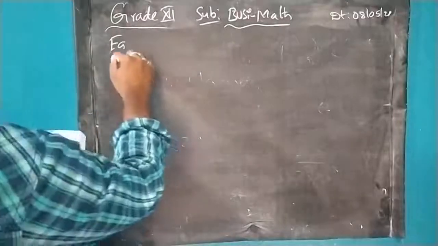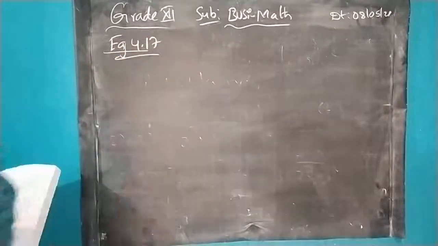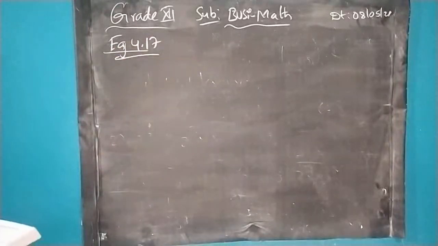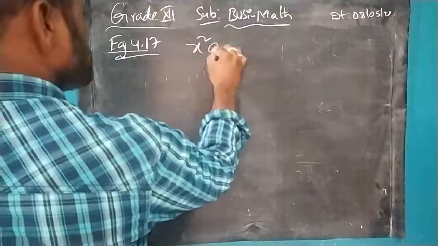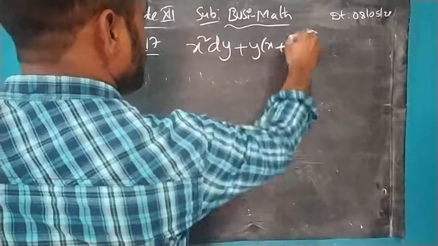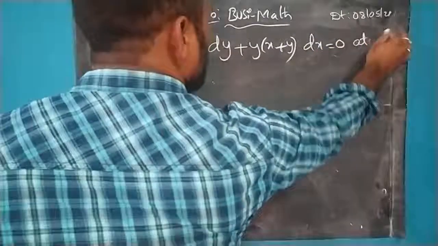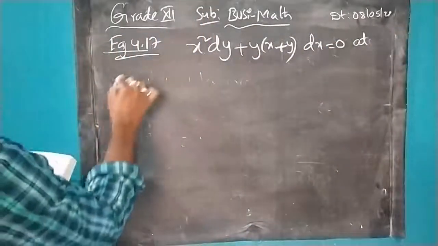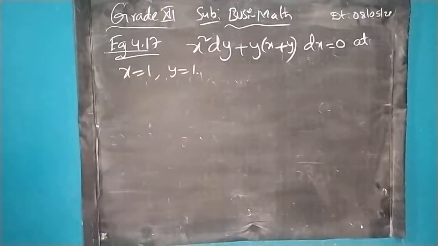Very good morning, students. Today we are going to learn the continuation problems, example 4.17. Find the particular solution of the differential equation. The given differential equation is x square dy plus y into (x plus y) dx is equal to 0. We need to find the particular solution at x equals 1, y equals 1. That means after finding the solution of the differential equation, we need to find what the answer will be at x equals 1 and y equals 1.